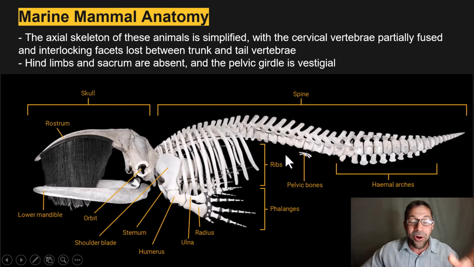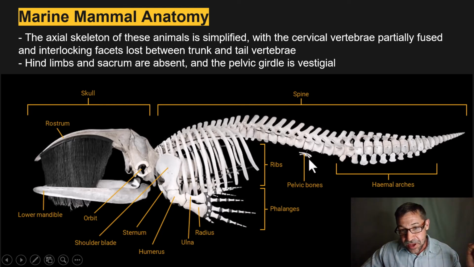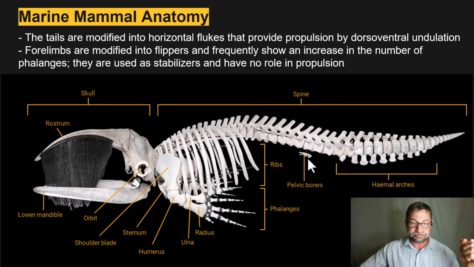So I always use slides of whale skeletons in my evidence for evolution lab in my general biology 2 class. Because of course, whales evolved from terrestrial vertebrates, and this is the evolutionary leftovers of their terrestrial past, this little vestigial pelvis.